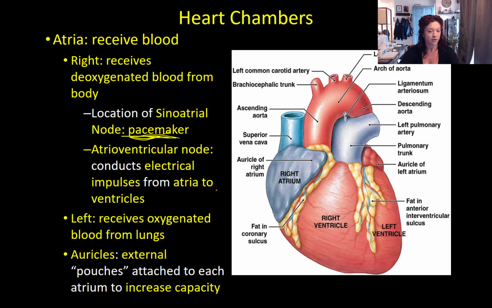There's another structure here you should see. It's connected to the atria. This thing is called an auricle. An auricle is literally a pouch that sits on top of the heart. So this would be the auricle, this is the heart. Auricles are external pouches that attach to each atrium, and it increases their total volume. So the pouch is like extra space that blood can flow into, so the atria can hold more.